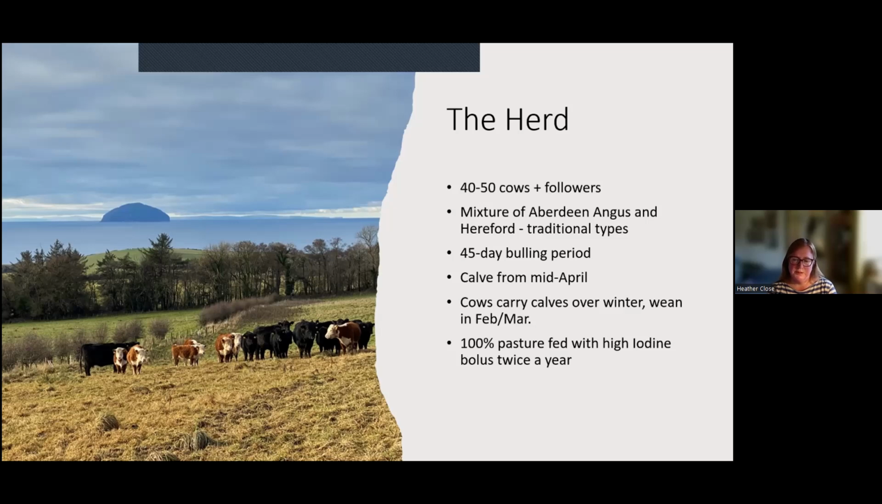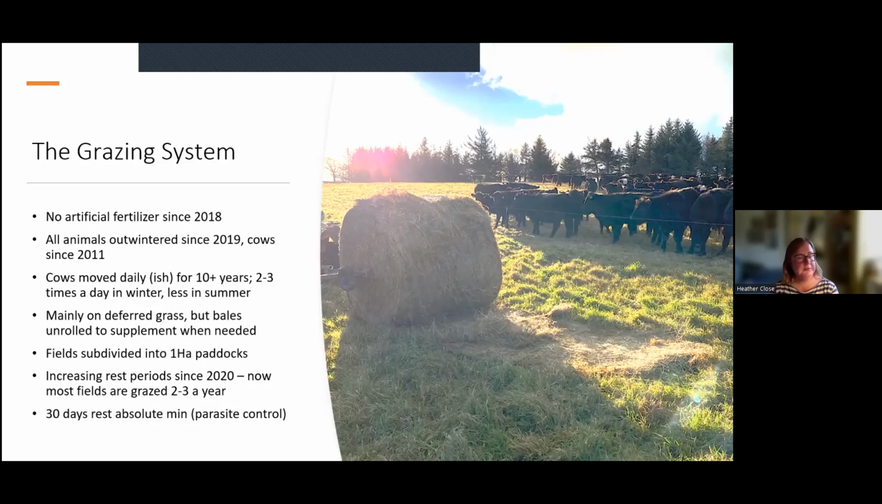They are 100% pasture fed, and we do bolus them twice a year for cobalt mainly and iodine. So the grazing system, we haven't used any fertilizer since 2018. Dad hadn't used much the few years before that, and I think he planned on stopping in 2018, but there was a really droughty spell, so he felt a bit of pressure to get the grass growing, so he put a bit of fertilizer on.